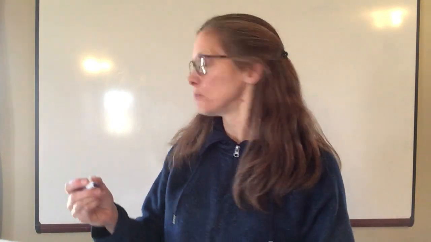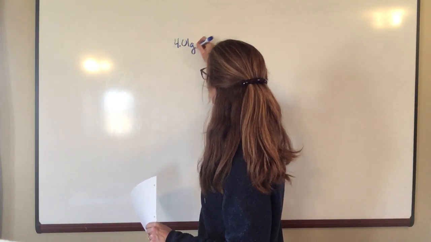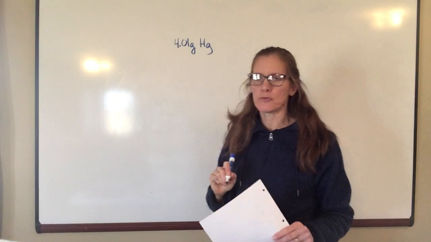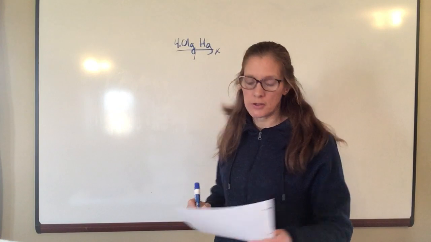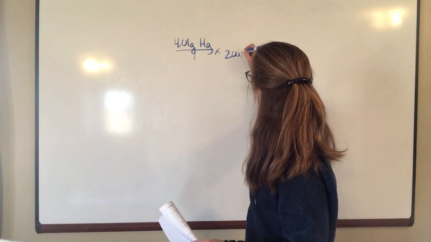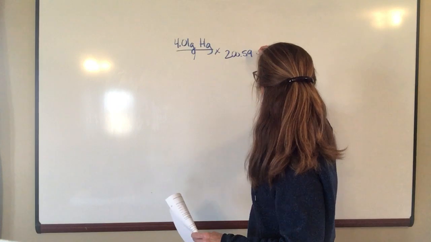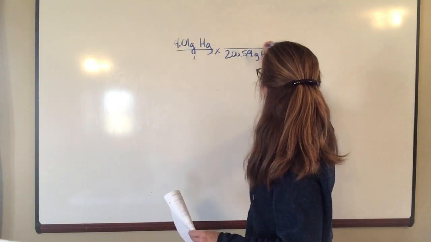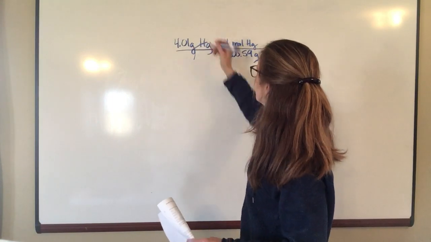So, as is very typical, if we have a mass in grams, the first thing we need to do is convert that to moles. So, if I have 4.01 grams of mercury, and the symbol for mercury is Hg, I'm going to put that over 1, and if you look at the periodic table, you'll find that the molar mass for mercury is 200.59 grams of mercury for every 1 mole of mercury. So my grams will cancel out.